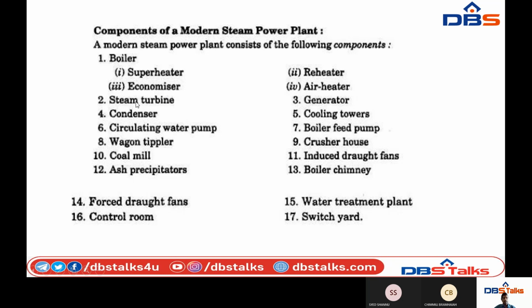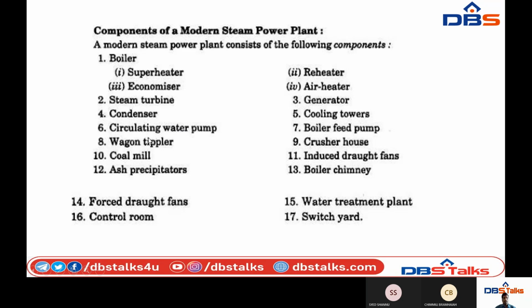Second one, steam turbine. Steam turbine runs by using steam. After that, condenser. Condenser is a heat exchanger. If we send cooling water to the condenser, it converts into hot water. Next, circulating water pumps. Circulating water pumps are used for sending the feed water to the boiler by using density difference. Wagon tripler.